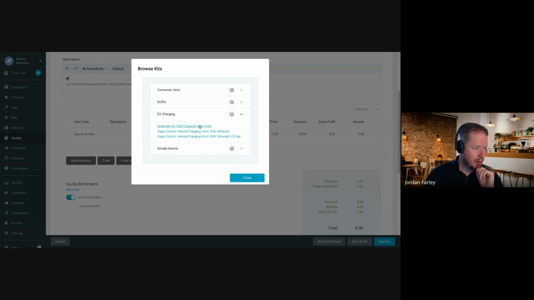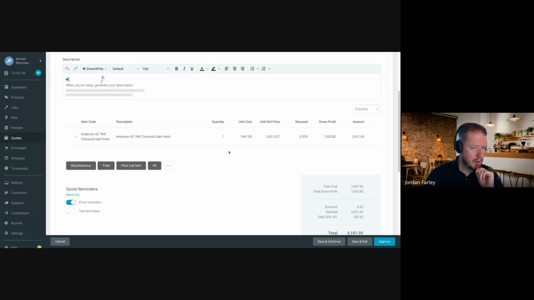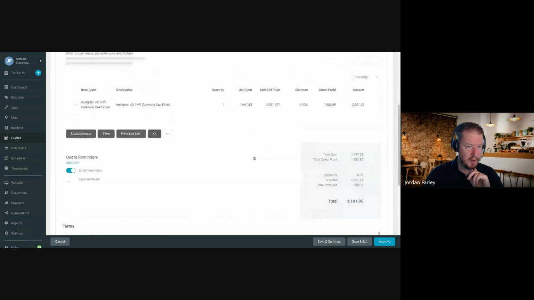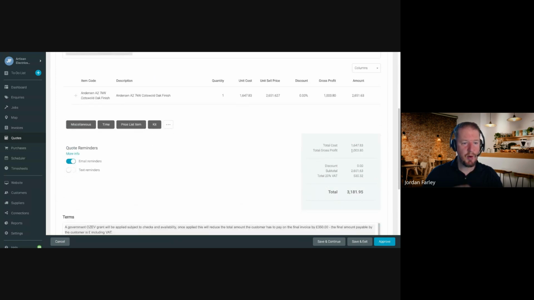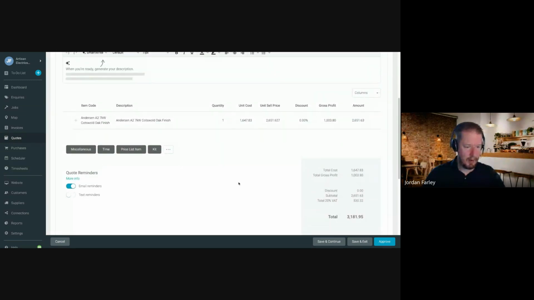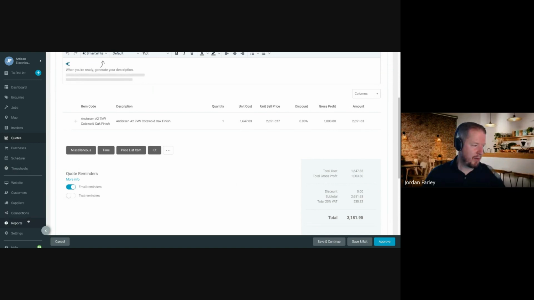There's a kit for Anderson A2, and in that kit, I think it's got the charger, but it's also got all of the other bits and pieces that are associated with it. And you can see your gross profit in Tradeify, but you can't see the net profit, unfortunately, which is why I was struggling a little bit with Tradeify. But if you're a one-man band, or a smaller operation, then at least having that gross profit figure is really important. And you can set your hourly rates in your settings to include your overheads.